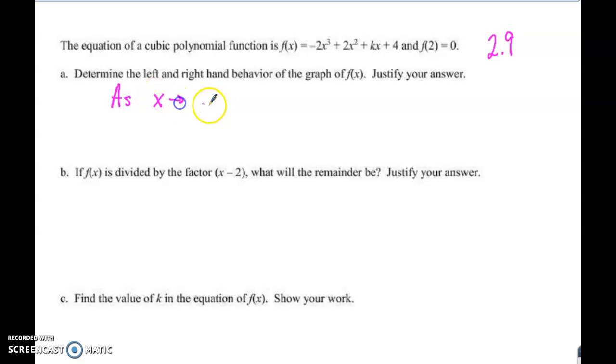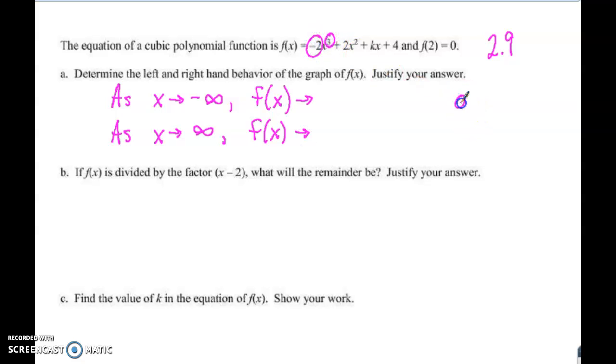So whenever you see the left and right end behavior, you should be writing as x approaches negative infinity what the function is doing. So I'm just setting up the problem. I am not actually answering it. And what you should be looking for, and your justification should be, it's an odd degree with a negative leading coefficient. And that should be enough to say, okay, well, as x goes infinitely to the left, the function goes infinitely up. As x goes infinitely to the right, the function goes infinitely down.